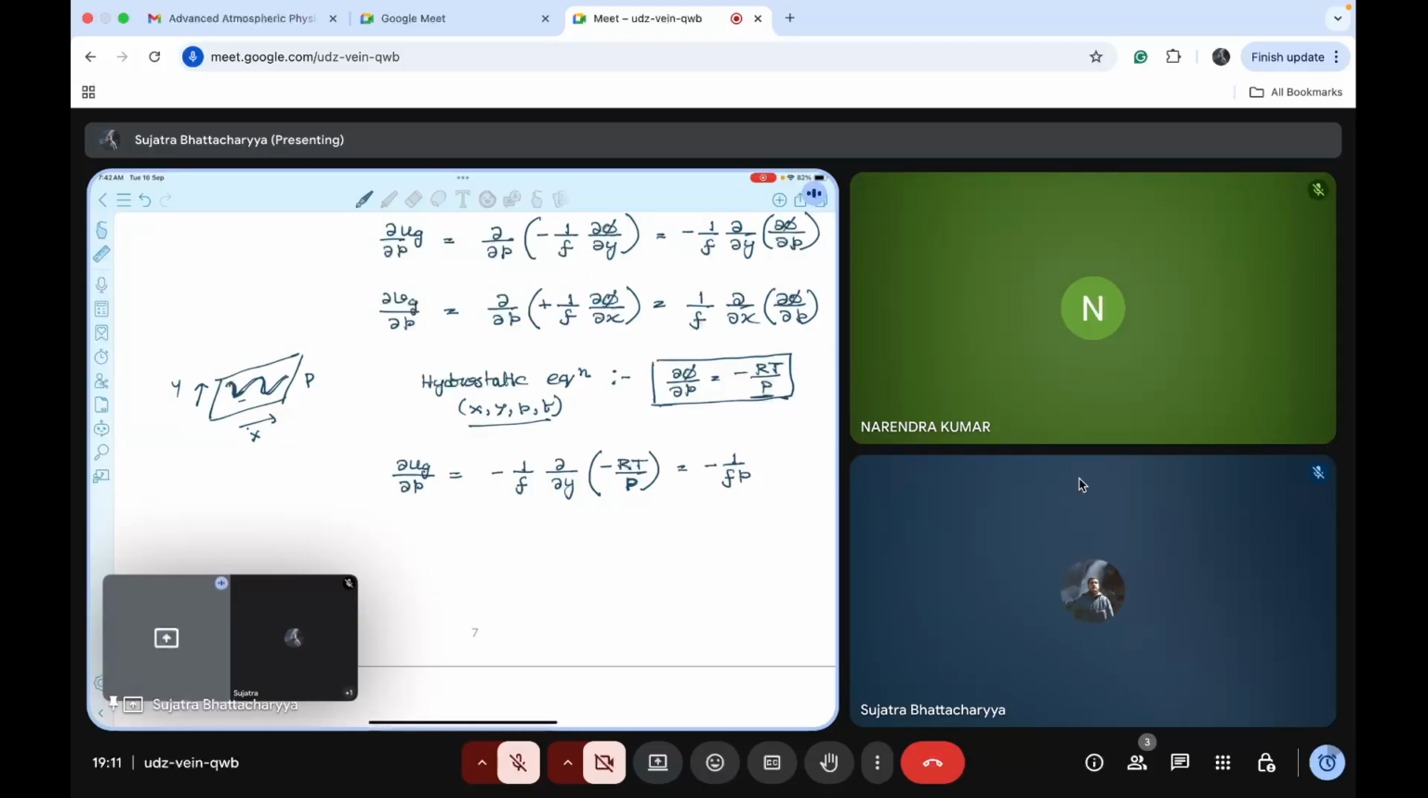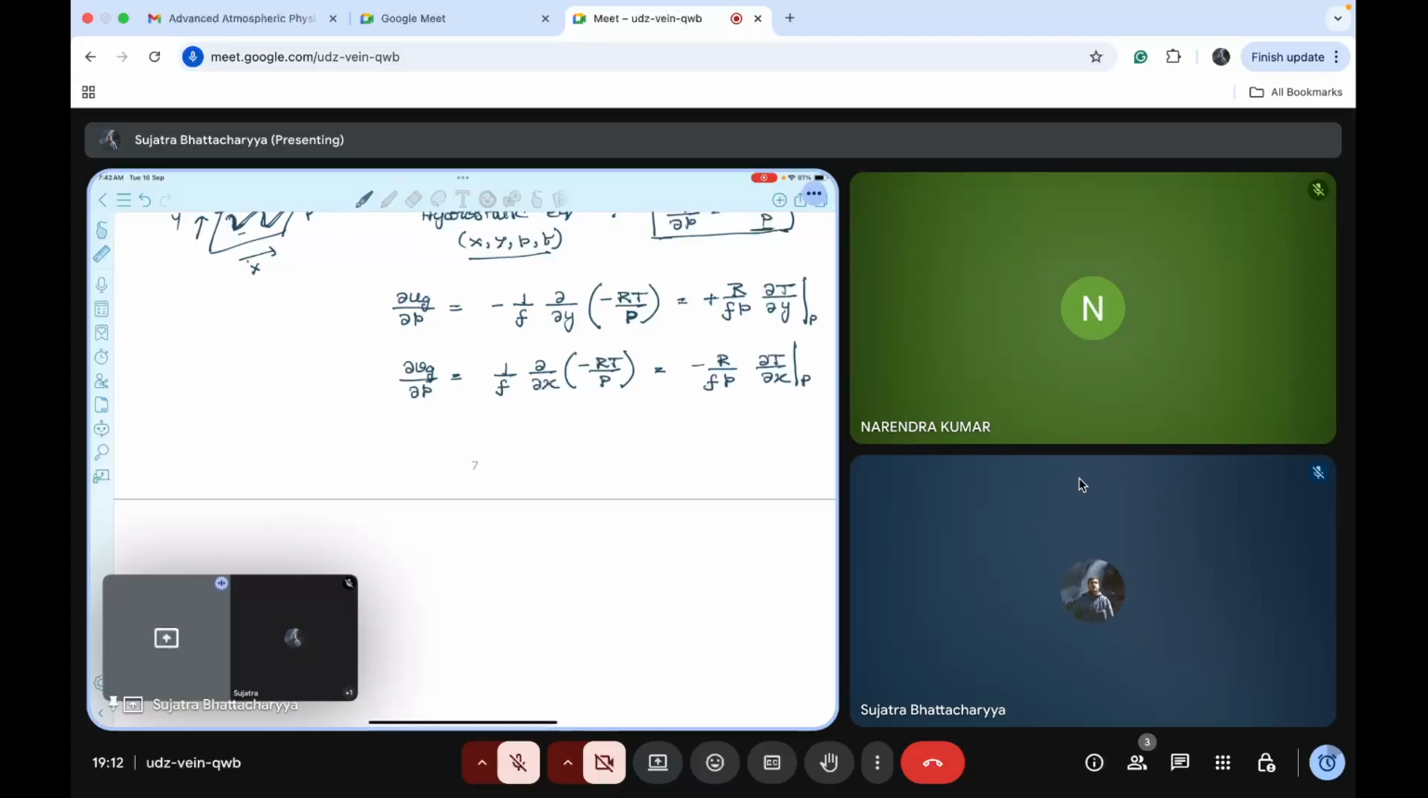If P can be taken outside, R can be taken outside, and what you get is delta T, delta y with positive sign. These are all at a particular pressure level. Similarly, delta Vg by delta P, which is 1 upon f, delta delta x of minus R by P, gives you minus R upon f P delta T delta x. This is also at a particular pressure level.